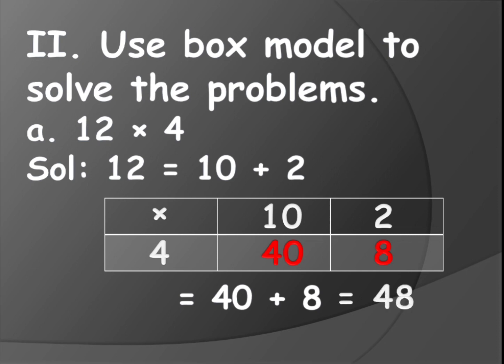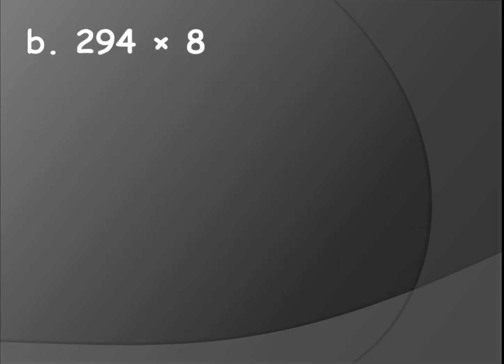Okay, so in this way you need to do the multiplication using box model, which is 2 digit into 1 digit. Now let's see 3 digit into 1 digit. And finally you have to write, therefore 12 into 4 is equal to 48. Don't forget to write this, children. 12 into 4 is equal to 48. Now let's do 3 digit into 1 digit.